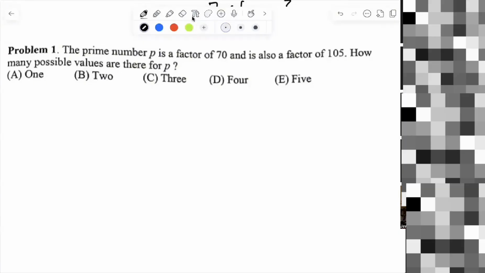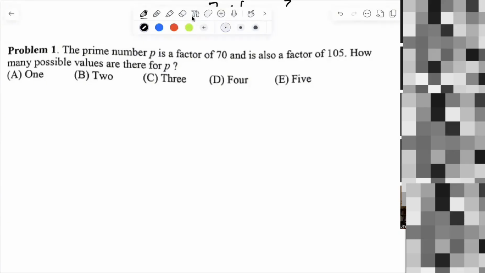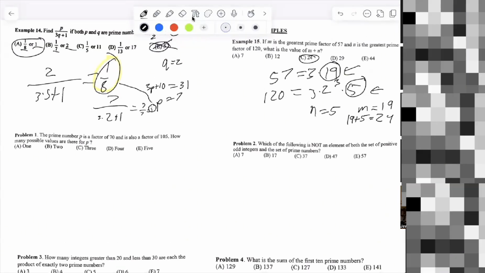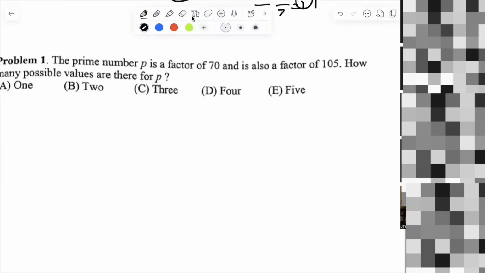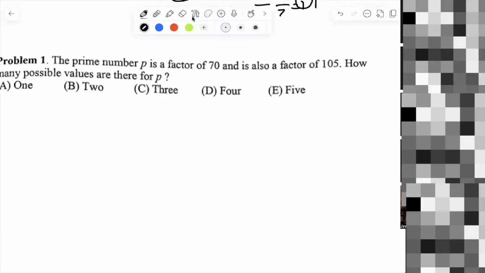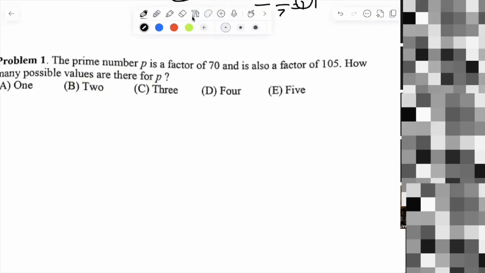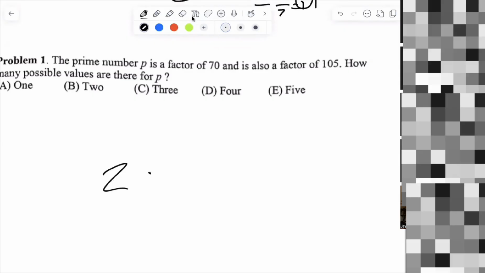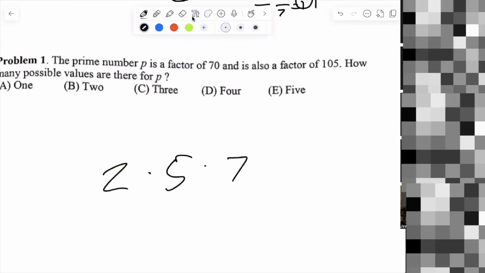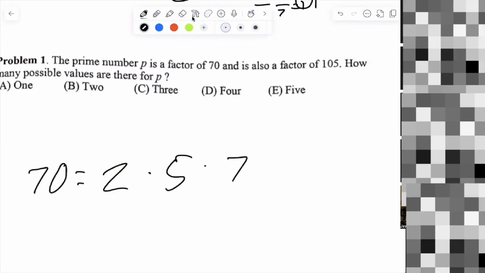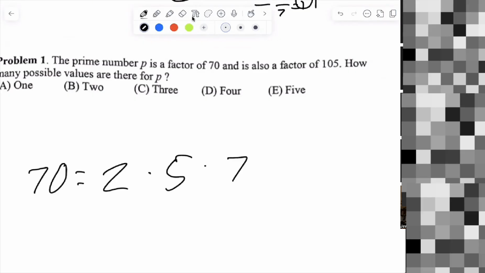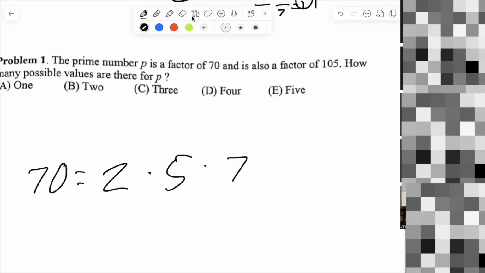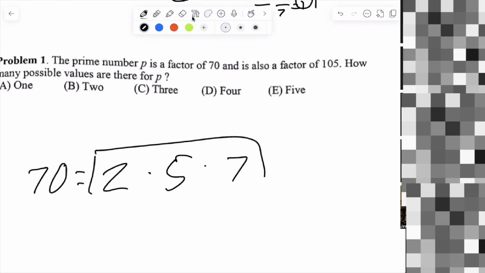Let's get started with this question. So, how do we approach this? Well, as we talked about before, we might as well just use the prime factorization. Let's go factoring it. Notice that 70 can be written as 2 times 5 times 7, since we know that 70 is equal to 2 times 35, and 35 can be written as 5 times 7.